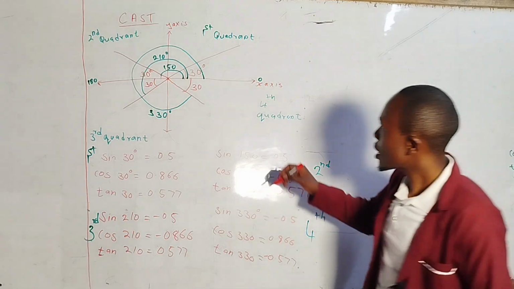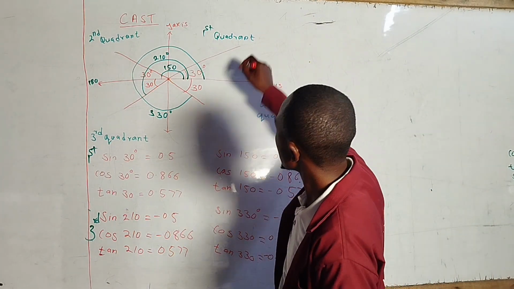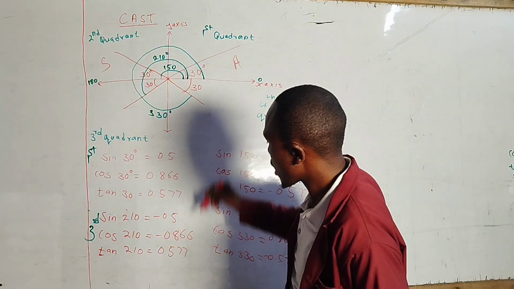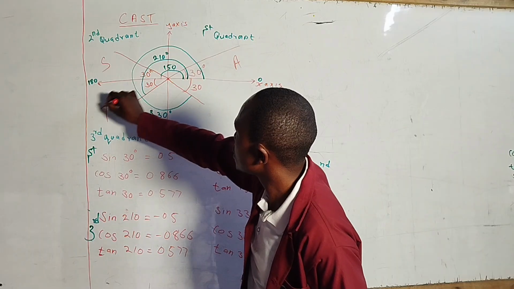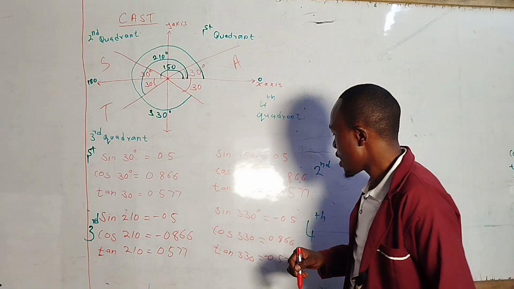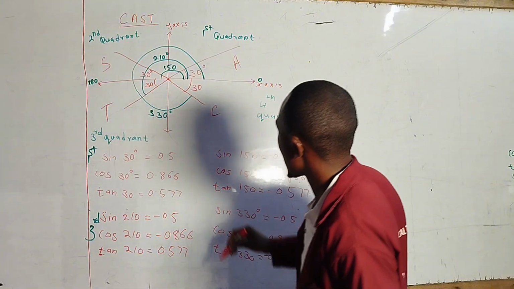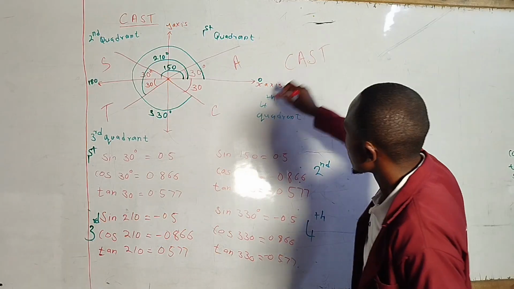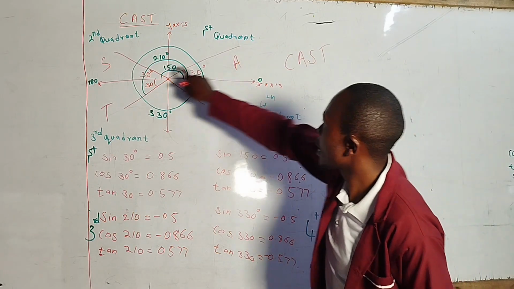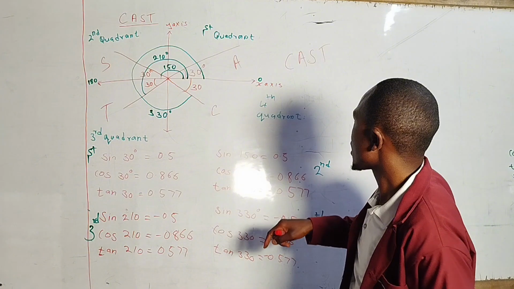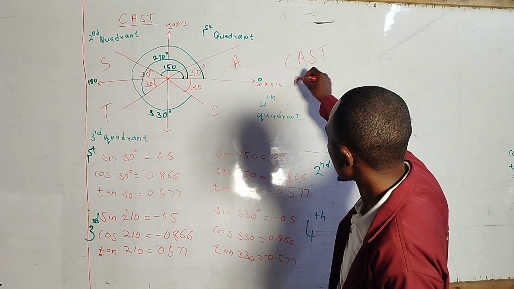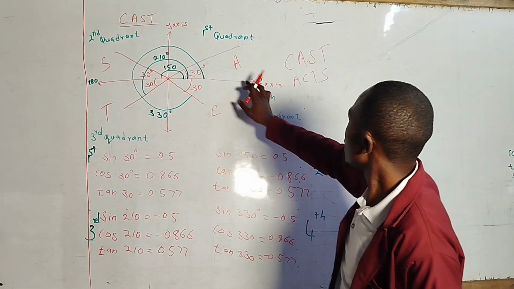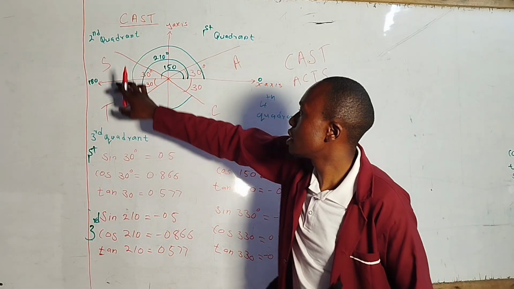So we can talk about all ratios being positive in the first quadrant, sine being positive in the second quadrant, in the third quadrant only tan positive, and in the fourth quadrant only cos positive. And this gives me the word CAST. Reading from here, we have C-A-S-T, CAST. You can also talk about ACTS. For those of you who are Christians, you can also talk about Acts. So now, ACT is A, C, T, and F.